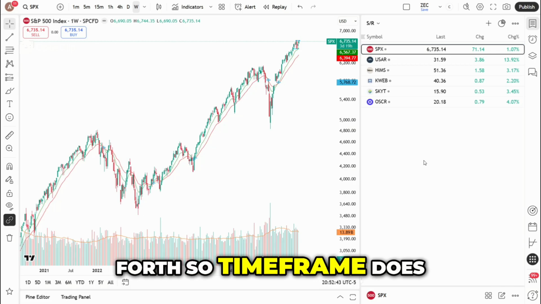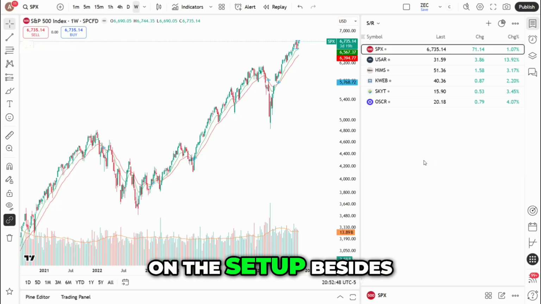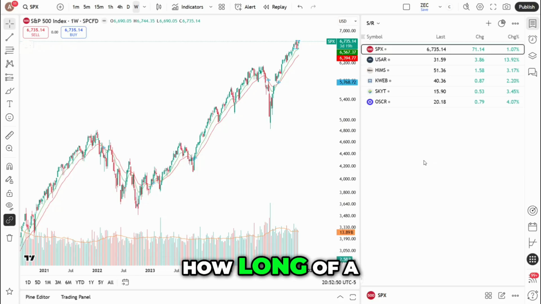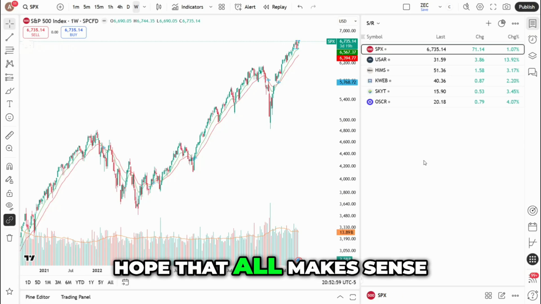So time frame does not have any impact on the setup besides how long your trade should be taking and how long the contracts that you buy should be taking in terms of expiration. Hope that all makes sense.